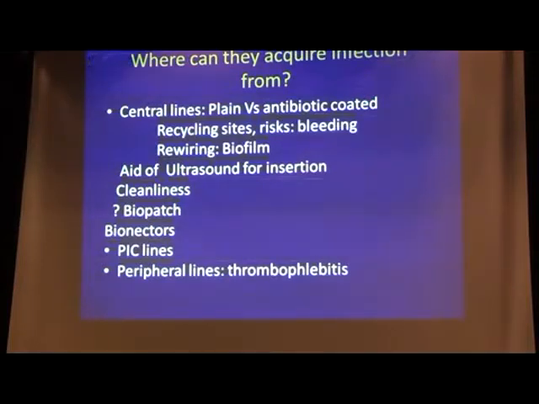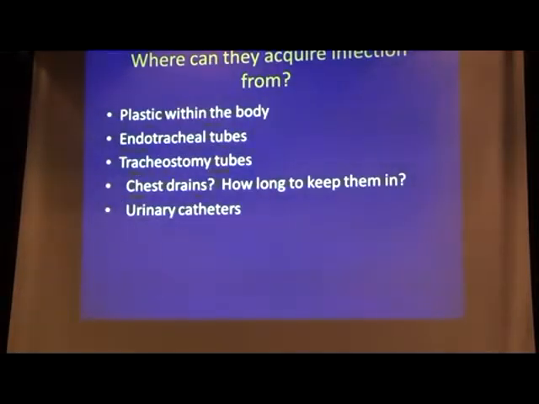Peripheral lines can lead to thrombophlebitis once they extravasate, so please be very, very careful about that. Plastic within the body is a nidus for growth of the bacteria, so if you don't need any plastic, please get rid of that. Endotracheal tubes, tracheostomy tubes, etc. Be watchful about colonization resulting in ventilator-associated pneumonia at some stage or later afterwards. Chest drains, how long to keep them in? That is a question as well.